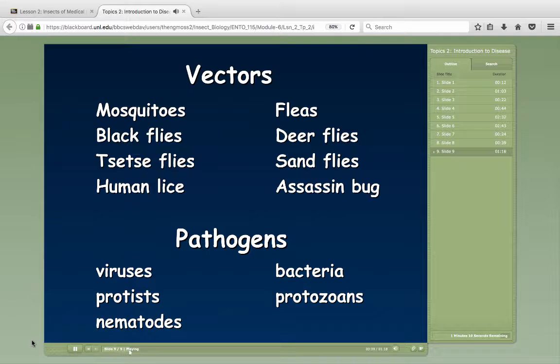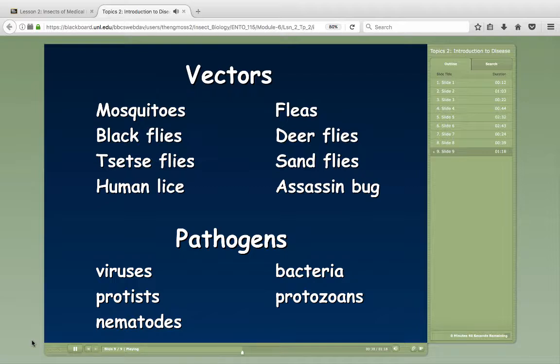The vectors are primarily going to fall in the order Diptera. You have your mosquitoes, your black flies, your tsetse flies, you have deer flies, sand flies, those types of things. But we also see fleas belonging to a different order that can be a vector of disease. We see lice, we've mentioned that in the past, and then we also see an assassin bug. And if you recall on the last slide, I mentioned the Chagas disease. And we talked about Chagas disease when we talked about the order Hemiptera. This is a little true bug here.